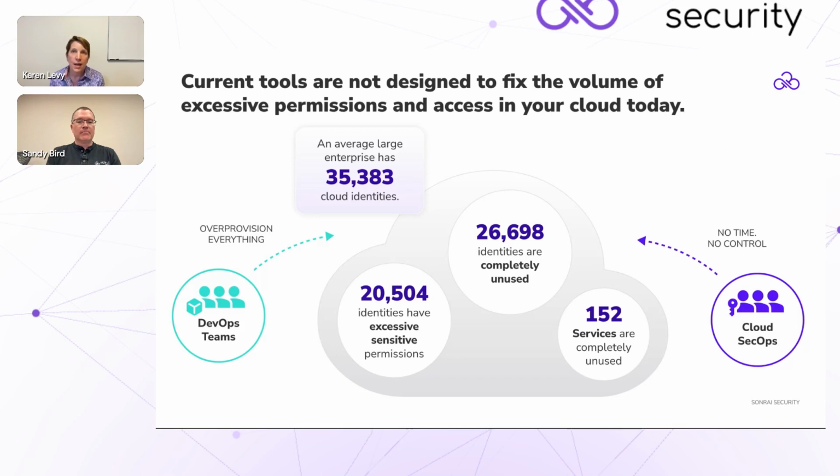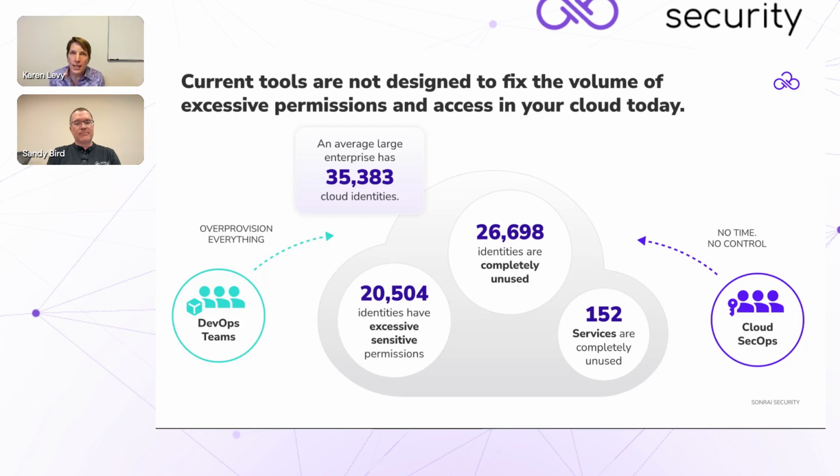We've analyzed a lot of these cloud environments and determined the metrics for all of these problems. An average large enterprise has over 35,000 cloud identities. So if you've been working in the cloud for a few years, this is your situation. Within that 35,000, over 20,000 in this example have excessive sensitive permissions. We're going to talk about sensitive permissions throughout this presentation. Think about it as those permissions, such as creating an access key or creating an internet gateway, something that can somehow expose data or change your cloud or provide access in a way that could be used nefariously.